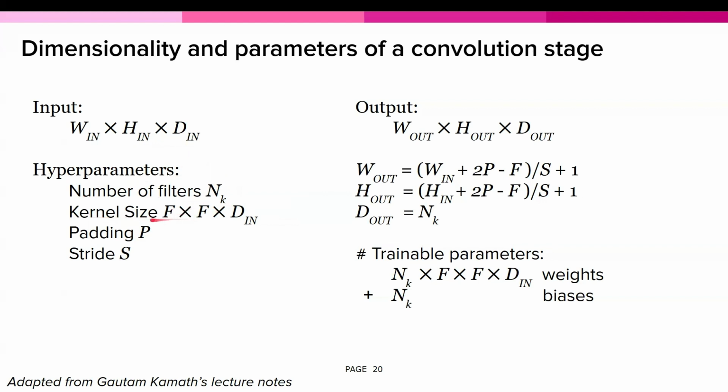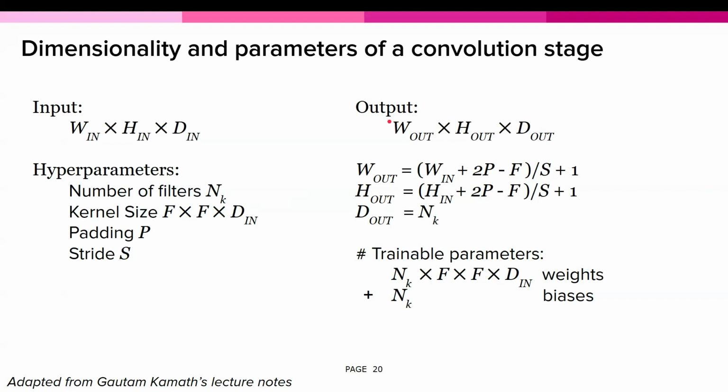Then there's the kernel size. Typically, we're interested in square kernels of size F by F, and Din to match the depth of the input. And then padding P, which controls the number of extra pixels around the border of the input to allow you to preserve the spatial dimensions. And then finally, stride, to control how much you move the filter across the input image. Using those hyperparameters, you can then calculate the output dimensions.